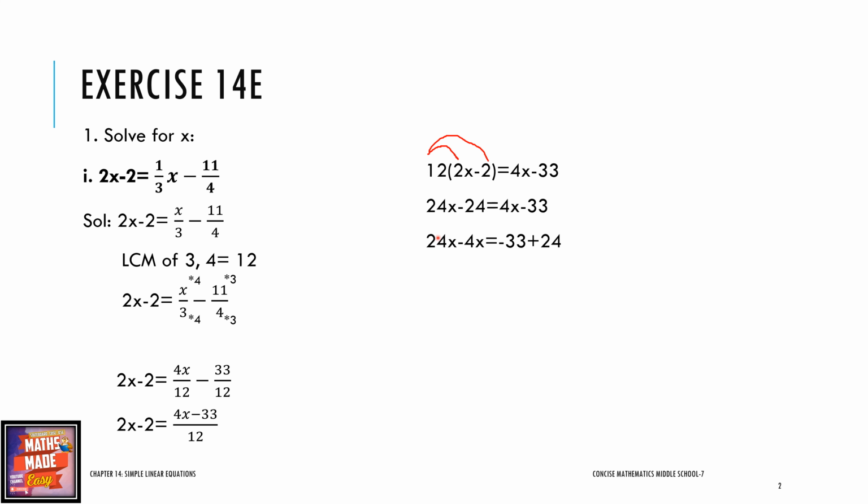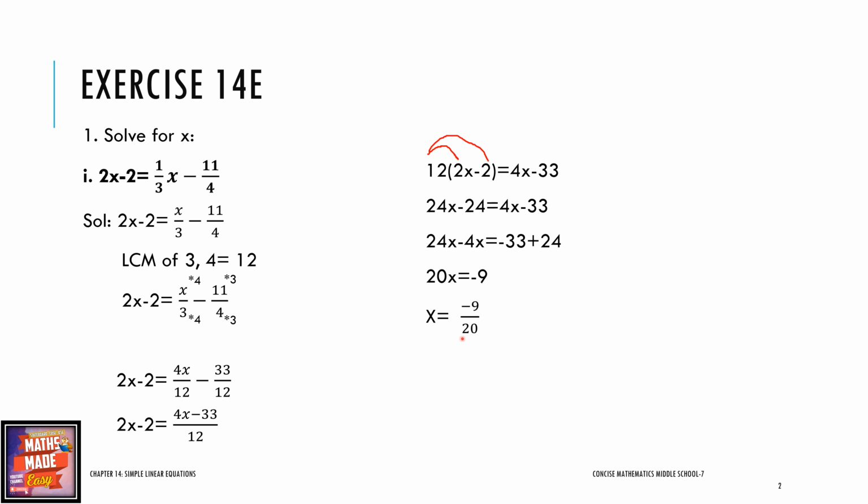Put the bigger number's sign, that is plus sign, and subtract it. You will get 20x is equal to, even here it's the same, minus sign and plus sign. So put the bigger number's sign, that is minus, subtract it, it will be 9. So x is equal to minus 9 by 20 is the answer.